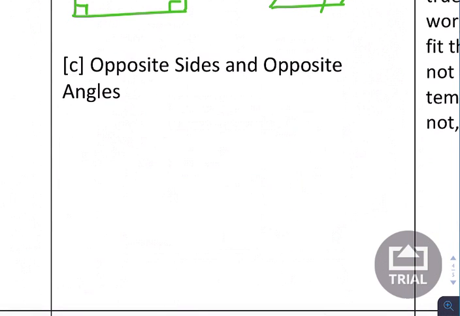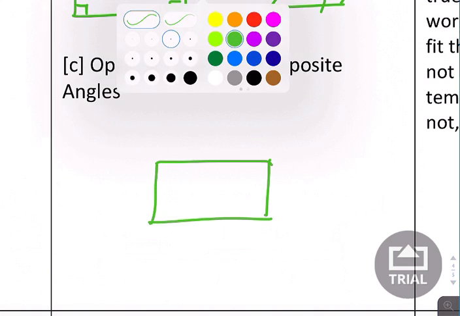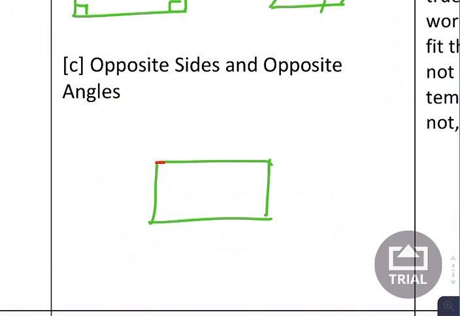Opposite sides and opposite angles, again, these are just technical terms. This one's probably better fleshed out visually. If we're talking about opposites, we're talking about things across the shape and not touching. So these two sides, for example, would be opposite sides. And these guys here would be opposite angles.